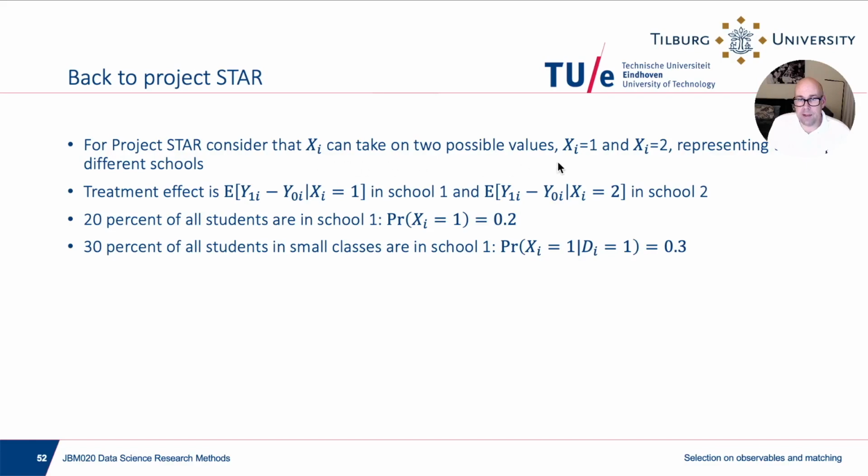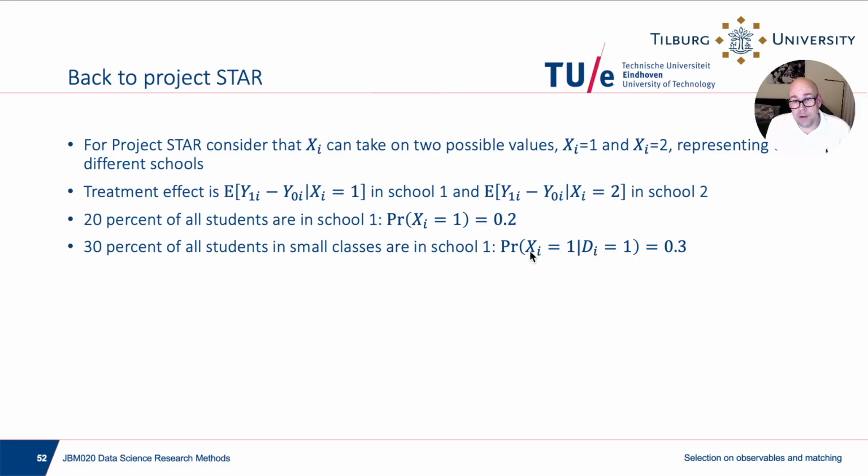Xi can take on, say, two values, to look a little bit more at this example. So let's now call them xi equal to 1 and 2 instead of 0 and 1 before. I'm going to say there are just two schools in the population. Then I have an average treatment effect for school 1 and an average treatment effect for school 2. I have that 20% of all students are in school 1, so the probability that a student is in school 1 is 0.2.